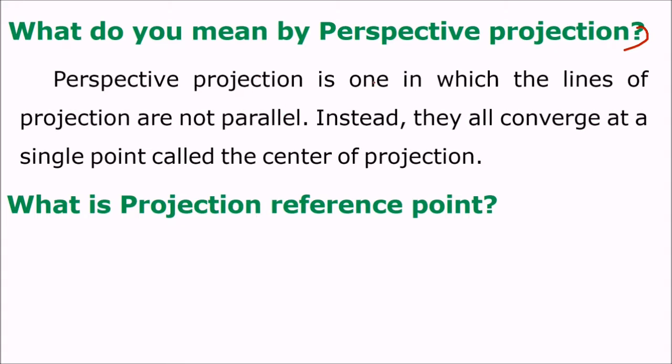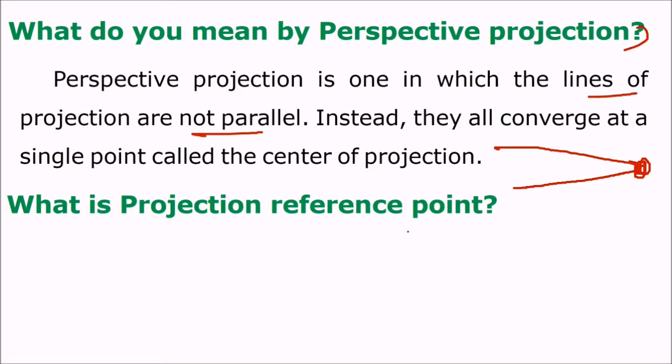Parallel projection. So, perspective projection. The perspective projection is one in which the lines of projection are not parallel. So they converge at a single point, called the center of projection. Like the way we see, the human eye uses perspective projection only. The objects which are far off appear to be smaller than the objects which are nearer to our eye.